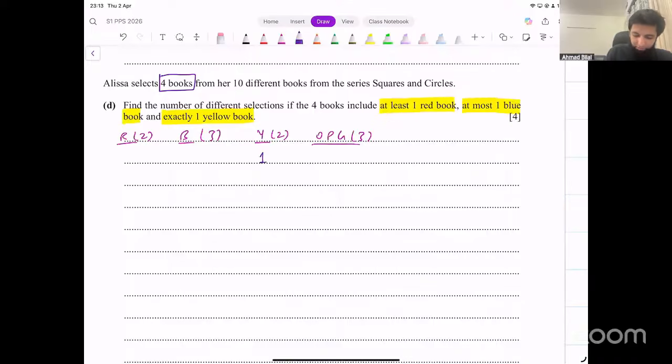At least one red, so one red. At most one blue. Firstly, write the minimum possible values for all of them. What's the minimum possible value of R? 1. Minimum possible value of blue? 0. Possible value for yellow, that's only 1. With 1, 0, 1, the rest of the books have to be 2 in number. Now, keeping red fixed at 1, blue could be 1, yellow has to be 1, and then 1 from remaining. So these are all the cases where we can have one red book.